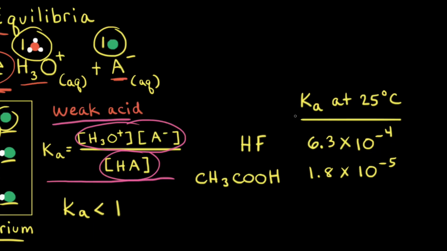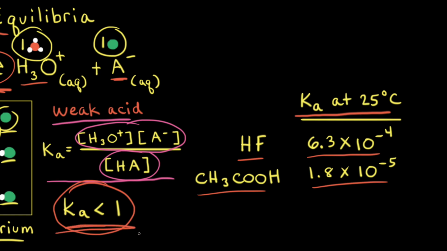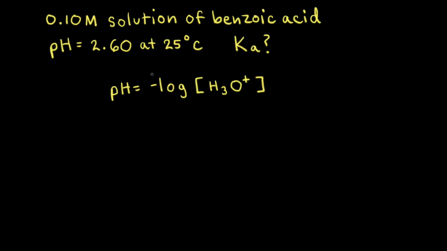Let's look at some Ka values for some weak acids at 25 degrees Celsius. Hydrofluoric acid has a Ka value of 6.3 times 10 to the negative 4th, and acetic acid has a Ka value of 1.8 times 10 to the negative 5th. Since both of these have Ka values less than 1, they're both considered to be weak acids. However, the higher the Ka value, the stronger the acid. So out of these two weak acids, since hydrofluoric acid has the higher Ka value, hydrofluoric acid is the stronger acid of the two. Now let's do a calculation using a weak acid.